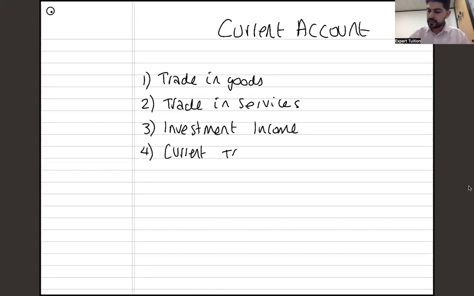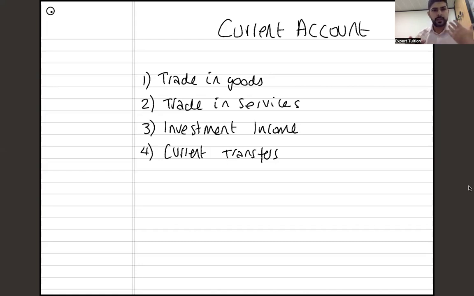The last one, number four, is current transfers. And current transfers is basically money going in or out without any corresponding output. Now, there are two examples that they tend to examine or want you to know. Number one is international aid. So if the UK pays out aid to a developing economy, that is money leaving the economy without anything coming back in return. That is counted as an outflow of current transfers.